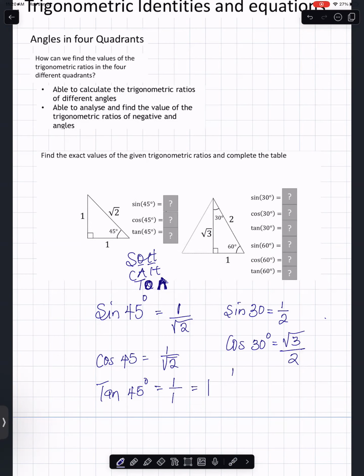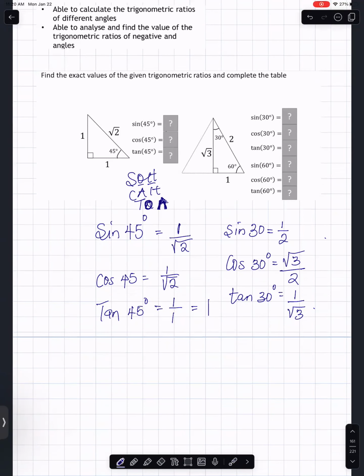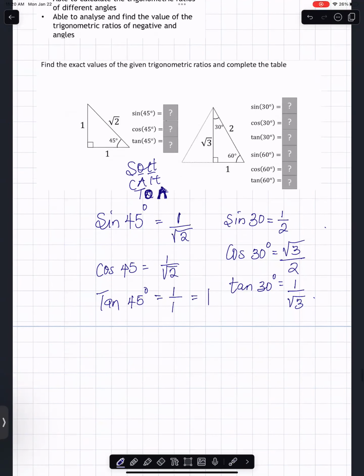Then we have tan 30 degrees. Our tan 30 degrees is opposite by adjacent. So we have 1 over root 3. So these are the values for our sine 30, cos 30, and tan 30 degrees. Then we have sine 60 degrees. So 60 degrees is what? Opposite by hypotenuse. The opposite of 60 here is root 3, divided by, where's our hypotenuse, which is 2.